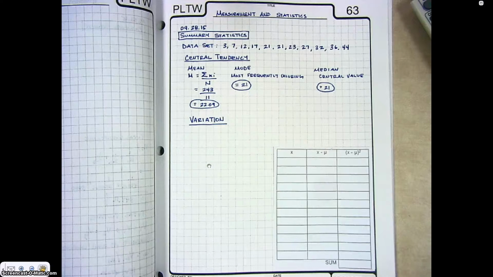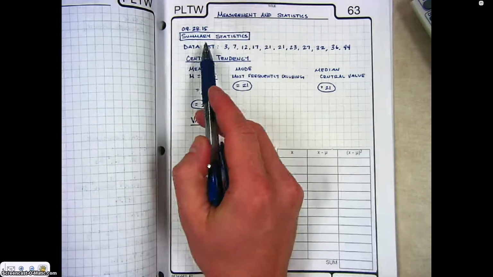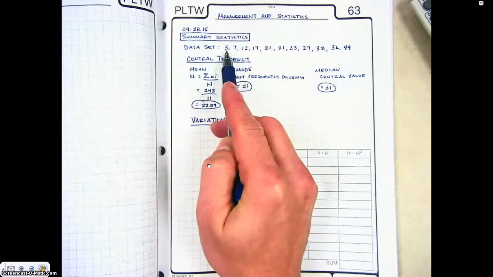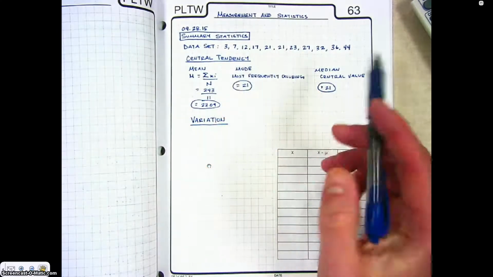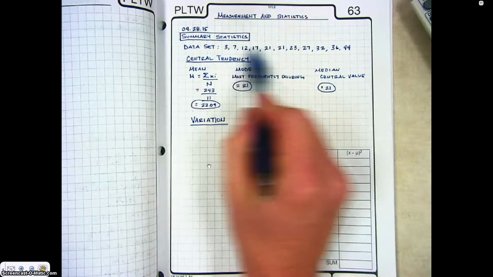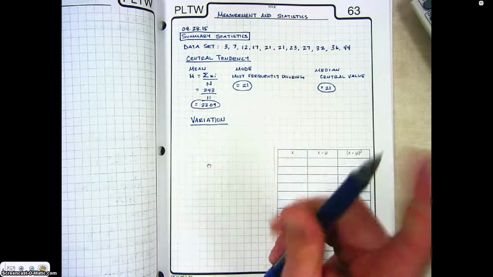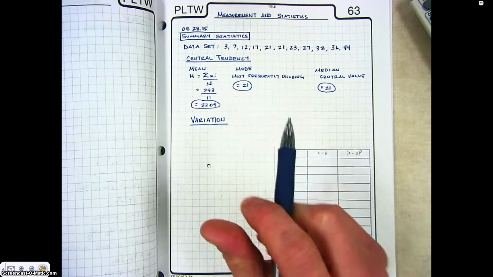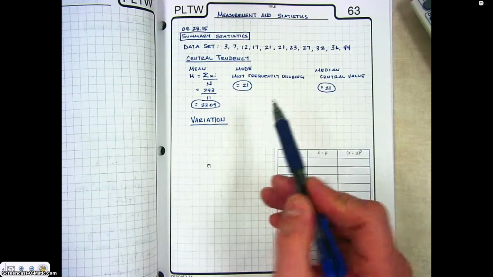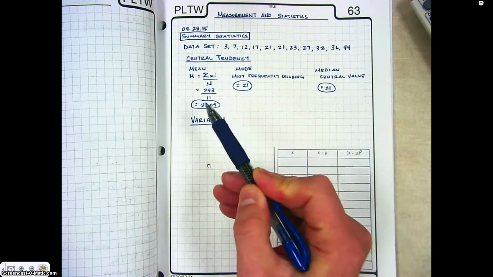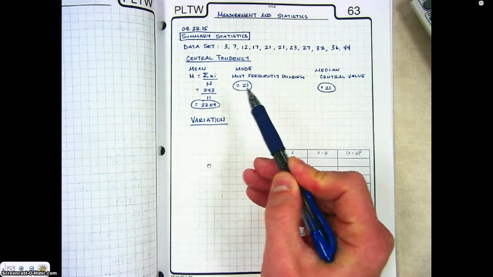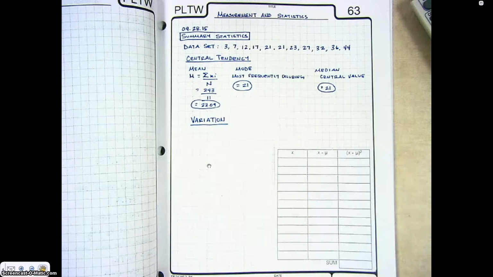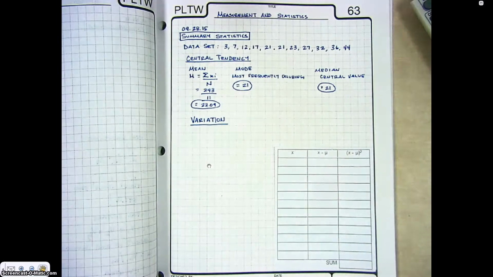All right, we've been going over summary statistics, or another way to put it is statistics that summarize the data that you have. And so here's our data set again. We've calculated the measures of central tendency, or what is the middle of that data. And so we've done that in three ways. We've done it with mean, mode, and median. Now we're going to calculate the measures of variation.